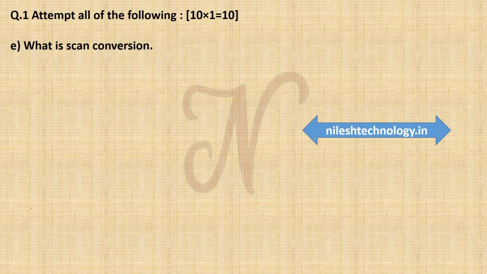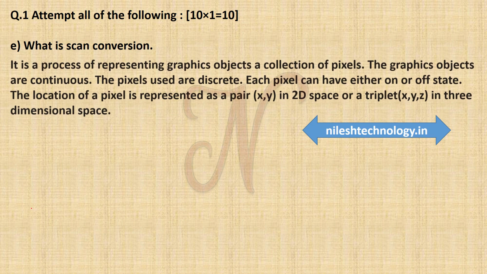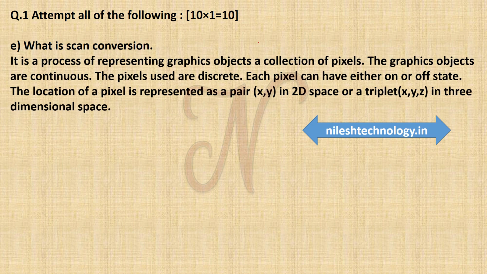What is scan conversion? It is the process of representing graphic objects as a collection of pixels. The graphic objects are continuous, while the pixels used are discrete. Each pixel can have either an on or off state. The location of a pixel is represented as a pair XY in 2D space or a triplet XYZ in 3-dimensional space. Scan conversion is used for that purpose.